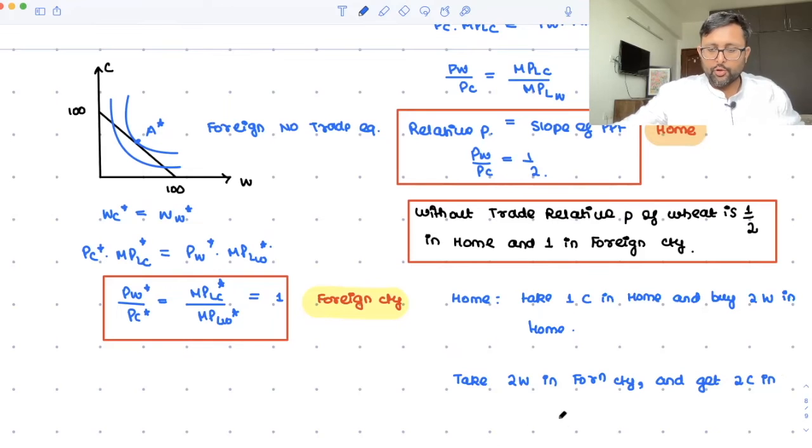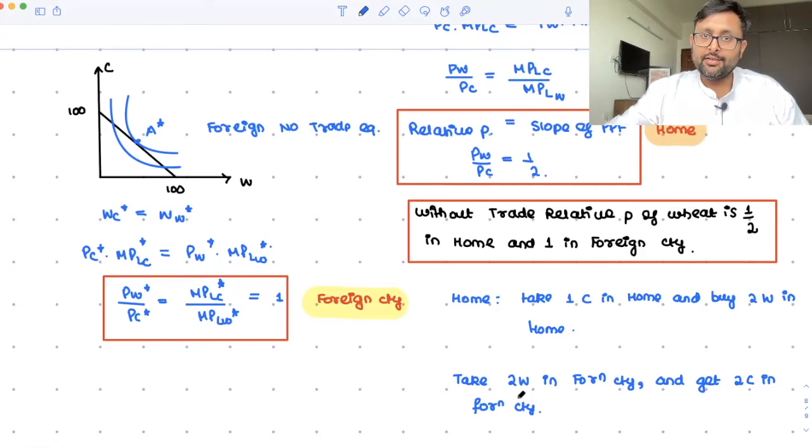And get 2 units of cloth in the foreign country, right? Take this cloth back home, again exchange those 2 units of cloth in the home country and get 4 units of wheat in the home country. Take those 4 units of wheat to the foreign country and get 4 units of cloth in the foreign country. So you can repeat this exercise. Are you getting how the trade is going to happen?